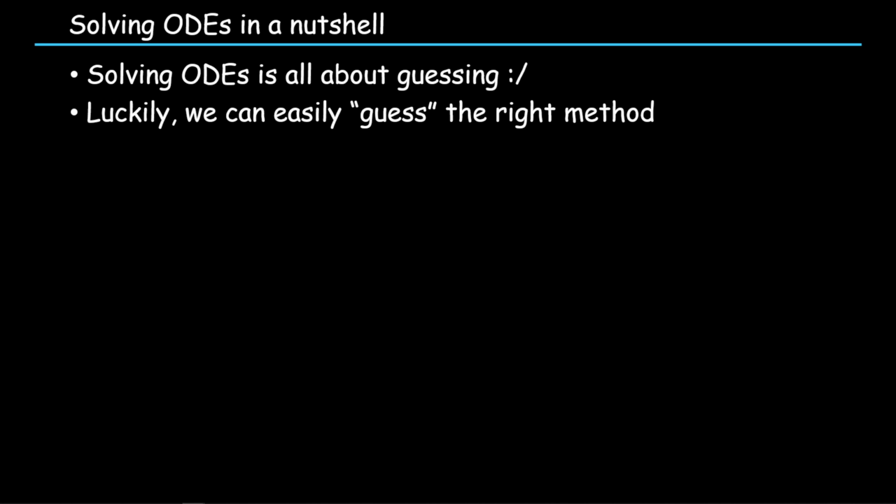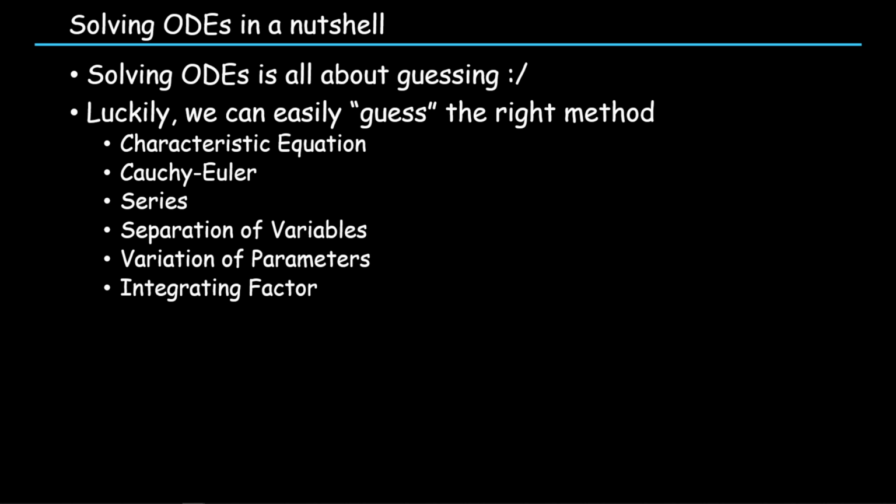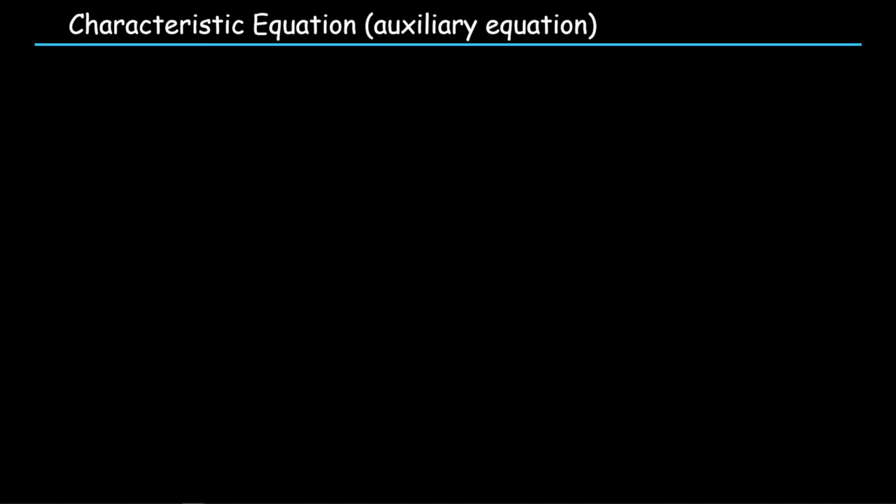The methods that I have here on this list are pretty much what we're going to be discussing on the differential equations page. I'm pretty sure there's going to be a little bit more here, but overall it's going to be the characteristic equation, Cauchy-Euler, series, separation of variables, variation of parameters, and the integrating factor. And for this video in particular, we're going to focus on the characteristic equation. So that now begs the question, what is the characteristic equation?